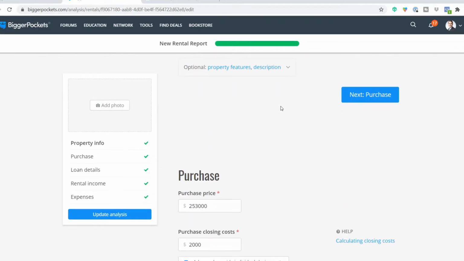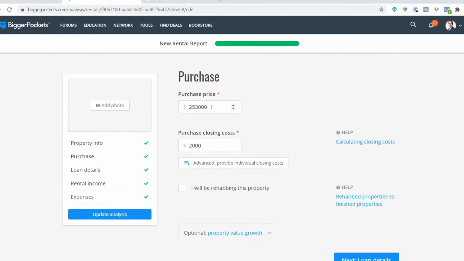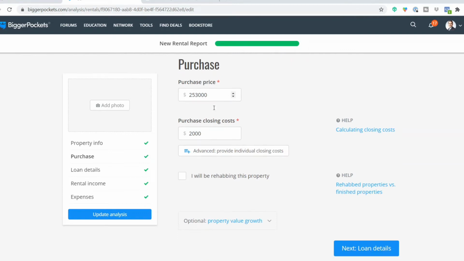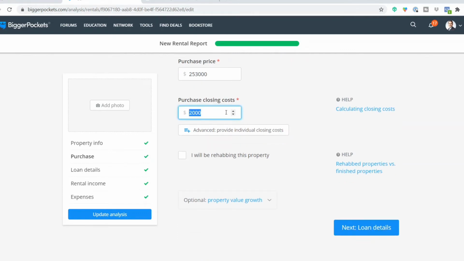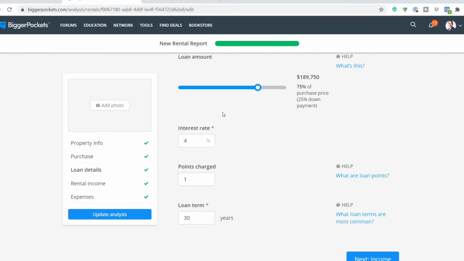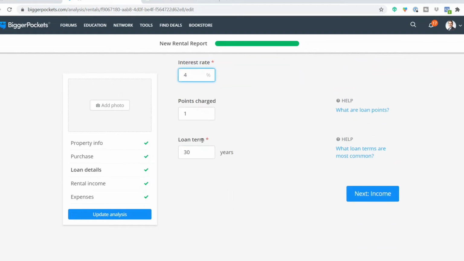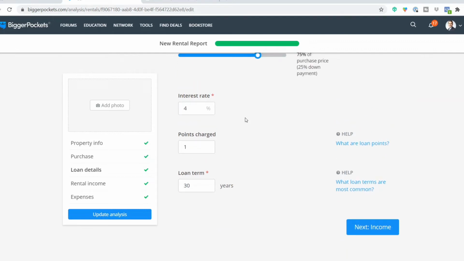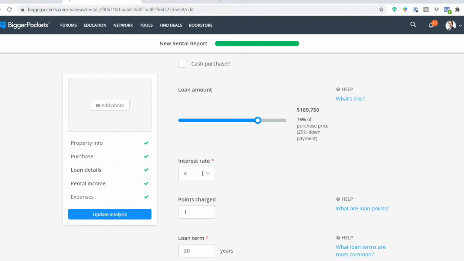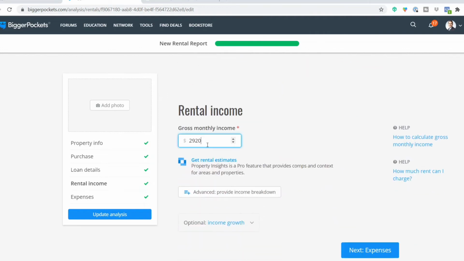Now, with property B, we had a purchase price closer to $253,000. I assumed the same $2,000 in expenses for just purchasing the property. I assumed a 75% loan to value at a 4% interest rate, just like the previous property, and charged 1 point. So their loan would be slightly less expensive than property A's loan. And then I assumed that they are making an income of $29.20 per month.